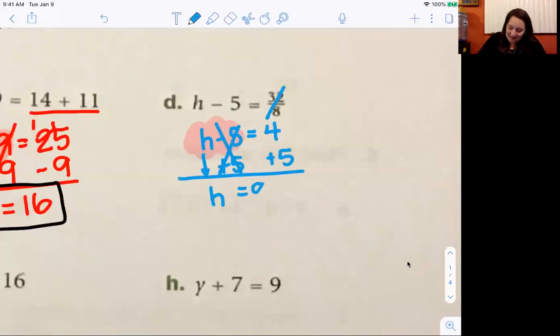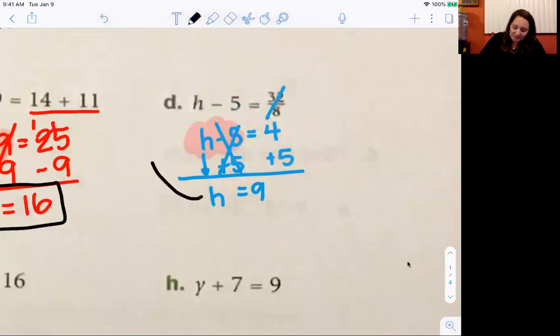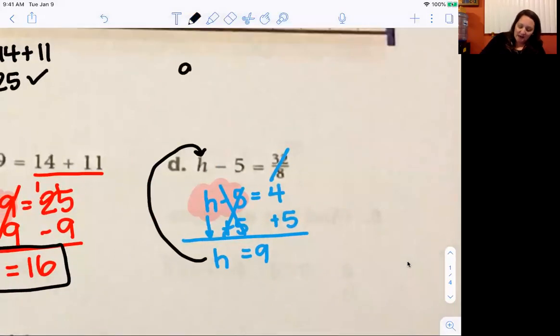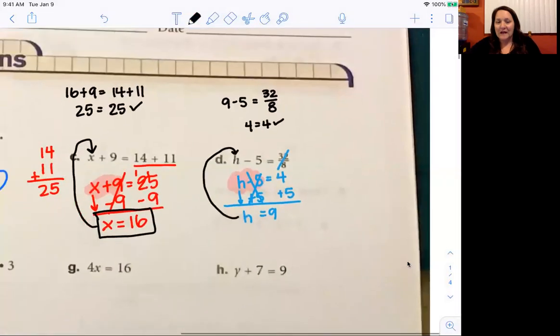It is 9. So let's check it. Don't ever want to stop without checking it. Even if the directions don't say to check, it's a good rule of thumb to check, okay? Just so you're confident in your answer. So I'm going to plug this in. 9 minus 5 equals 32 divided by 8. 9 minus 5 is 4. 32 divided by 8, we already said, is 4. So we got this. Okay.